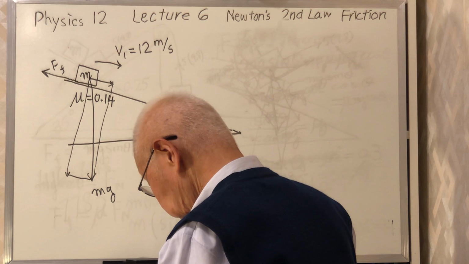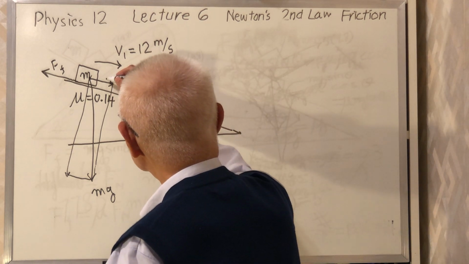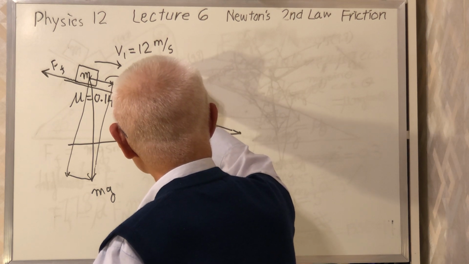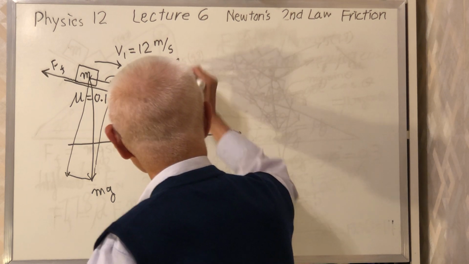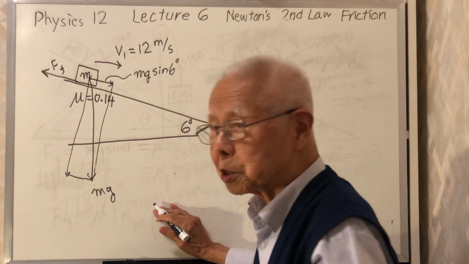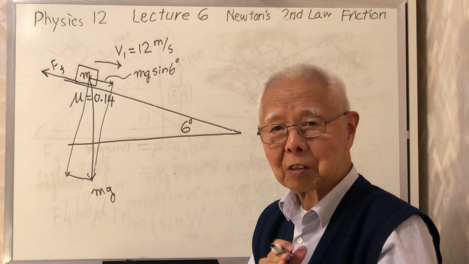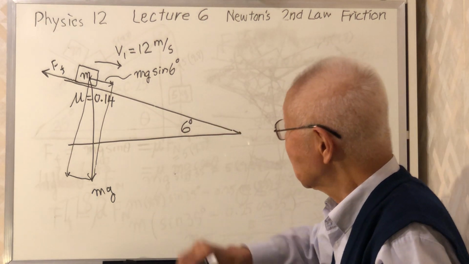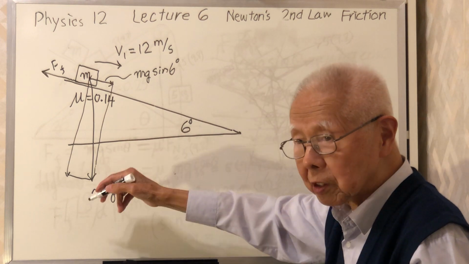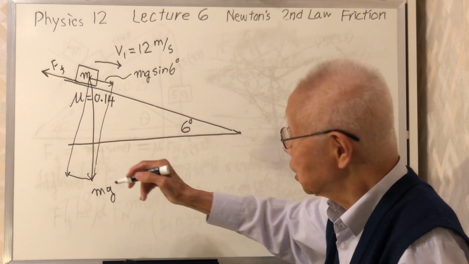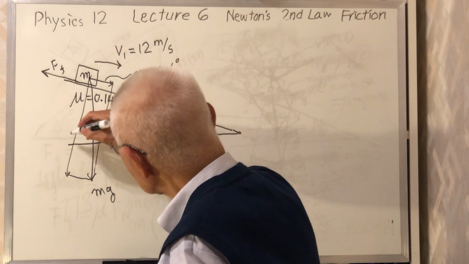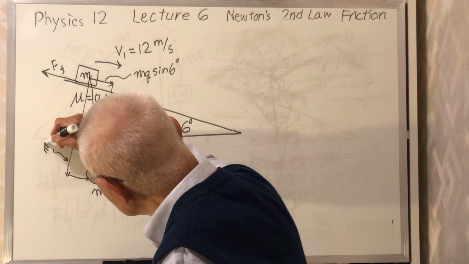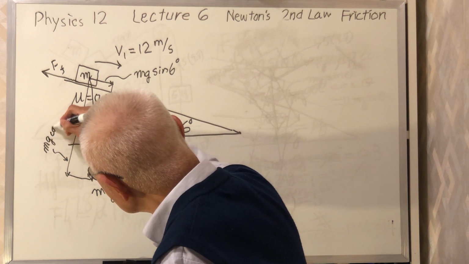This one is mg sine 6 degrees. Always remember the component along the inclined plane is the sine component, sine 6 degrees. And then the perpendicular component is the cosine component. So this is mg cosine.